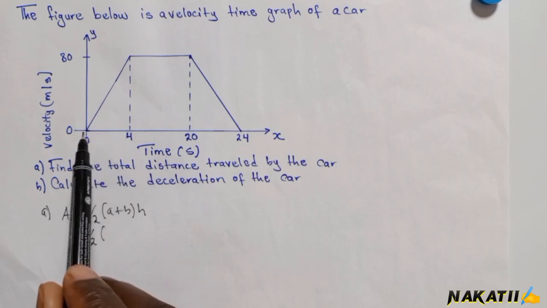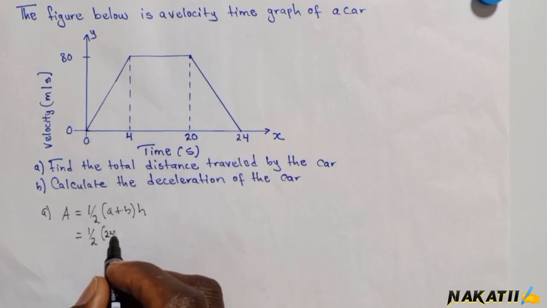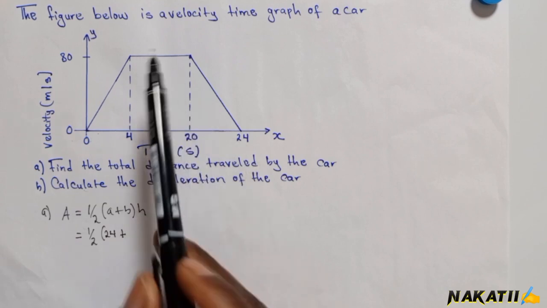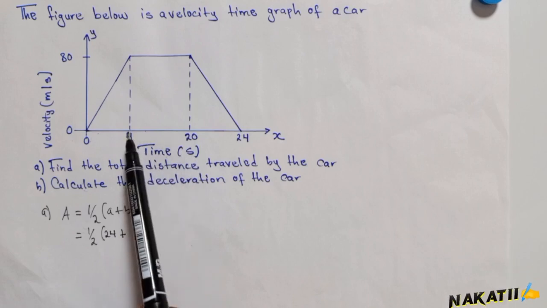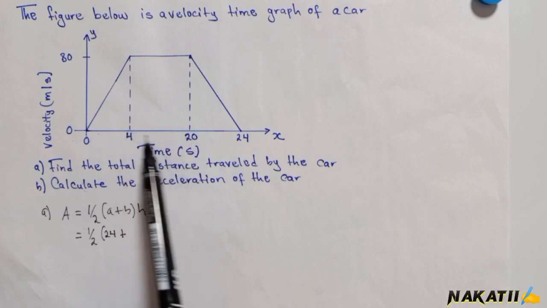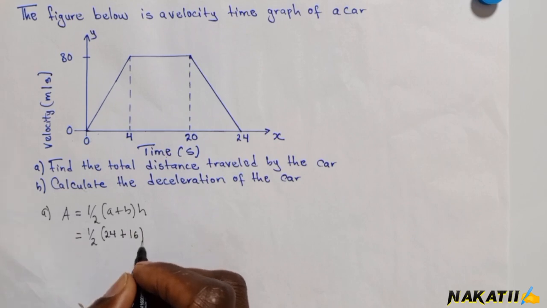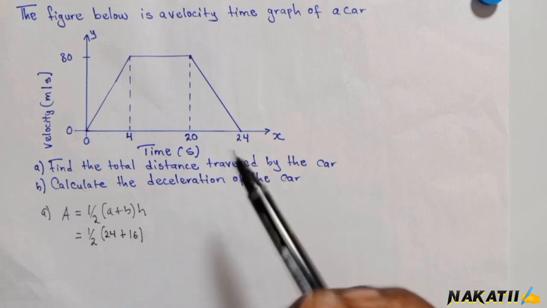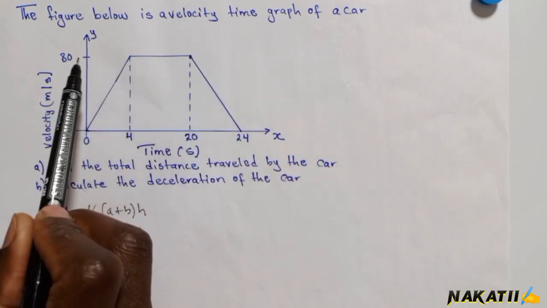A can be the length from this point to this point, which is 24, plus this length from this point to this point. If this is 20 and this is 4, to get this length you take 20 minus 4, which gives you 16. Then we multiply by height. Height is this length from this point to this point. If you look at your diagram, it is 80.